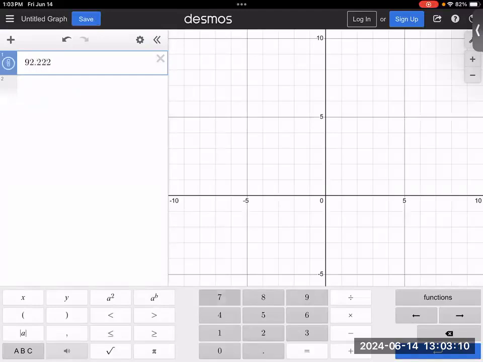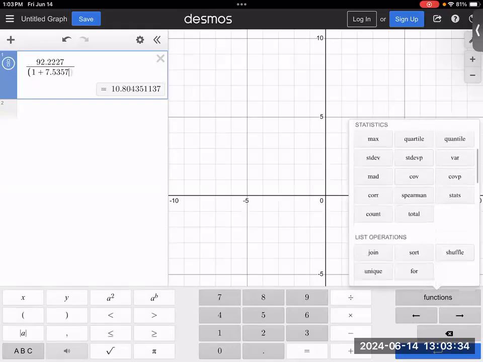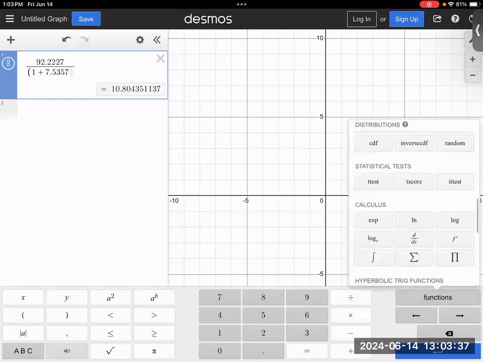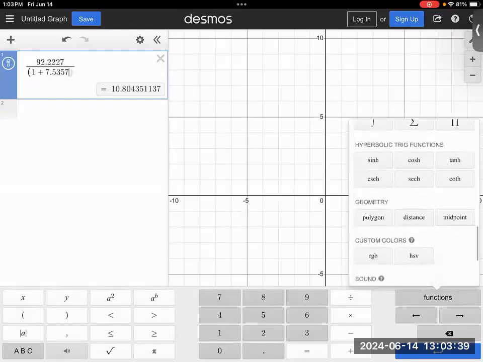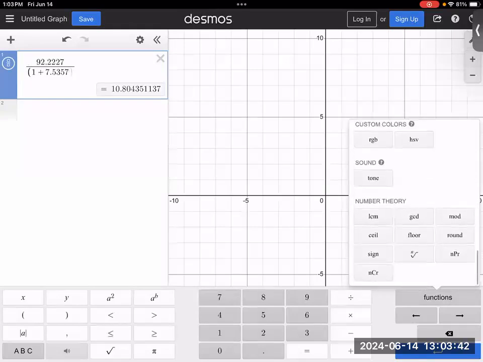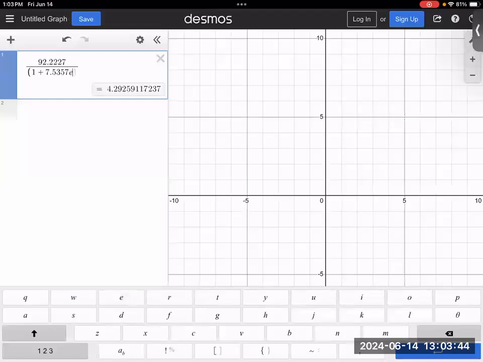Point 2227. There we go. Can use parentheses when we can. 3, 7. Functions. Maybe it's E. There we go.